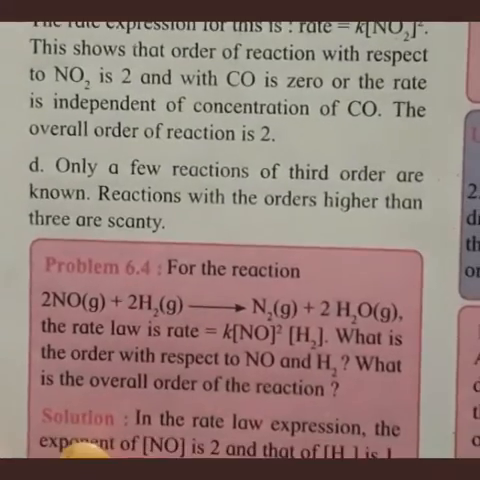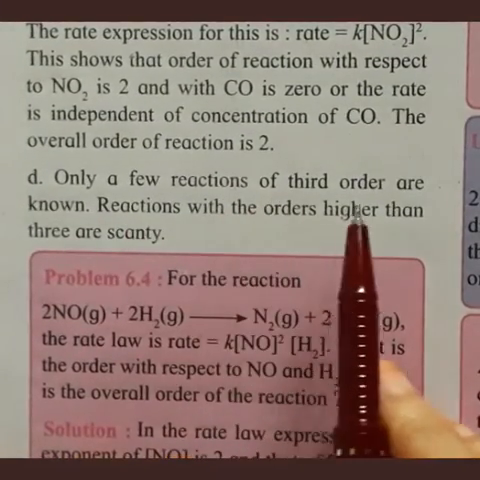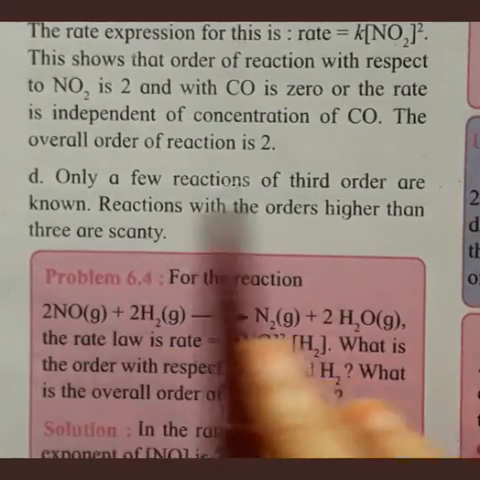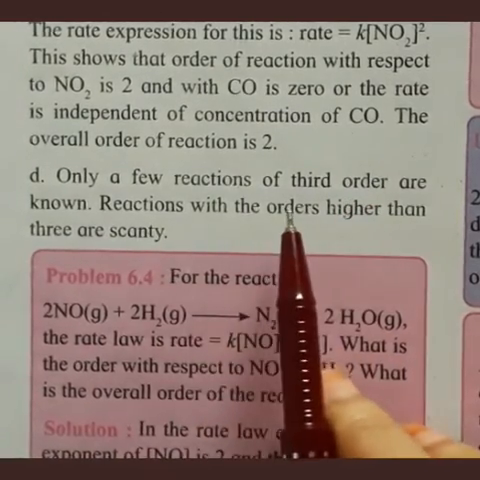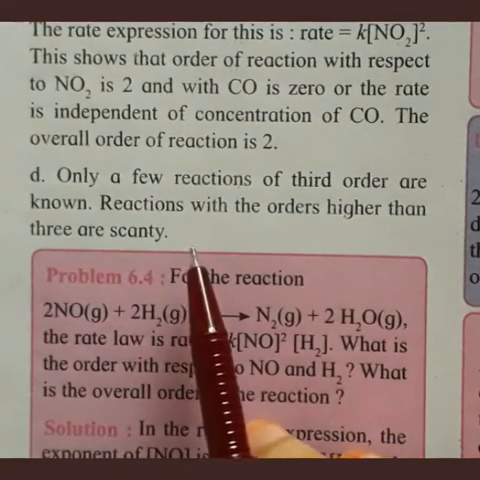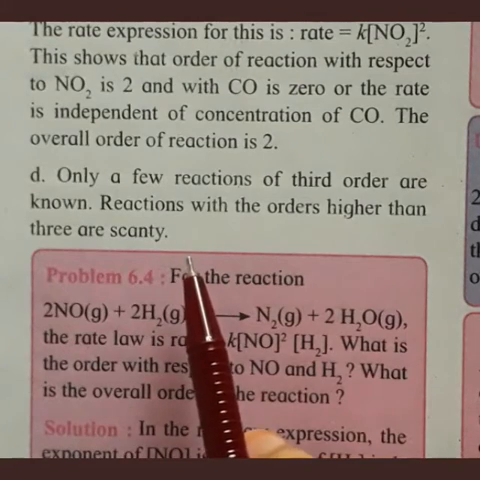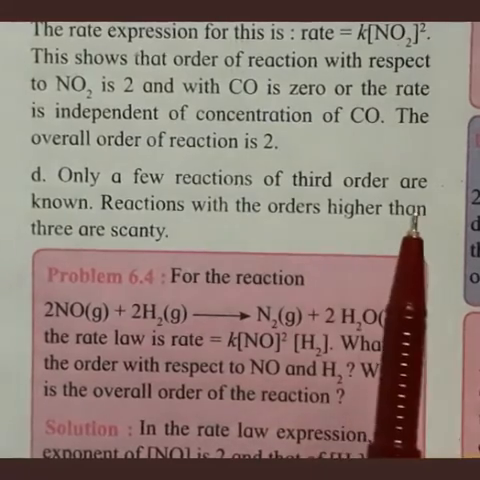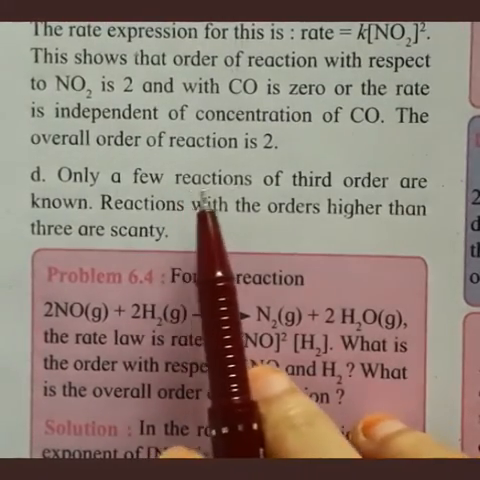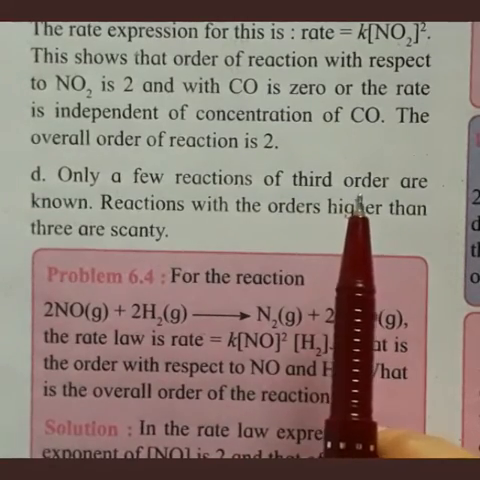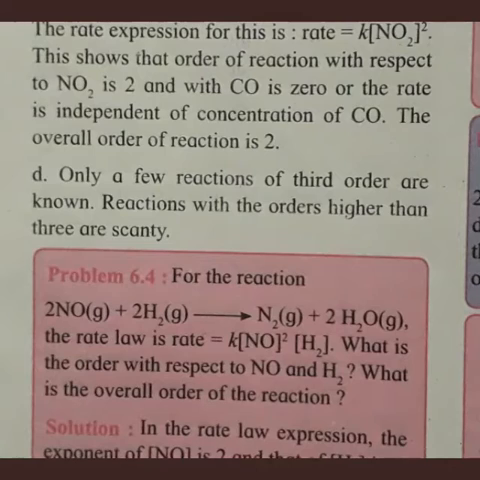Point is only a few reactions of third order are known. There are very few reactions whose order is 3. And reactions with orders higher than 3, meaning 4, 5, 6, are scanty. Scanty means very rare. So this is an uncommon order of reaction, above 3, more than 3. And there are very few reactions which have order 3. Here we have seen key points about the order of reaction.